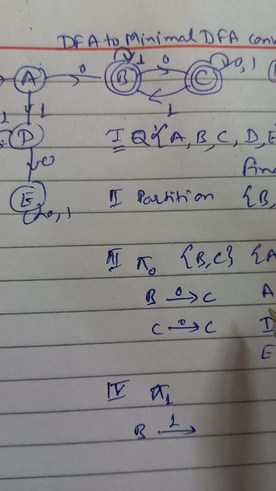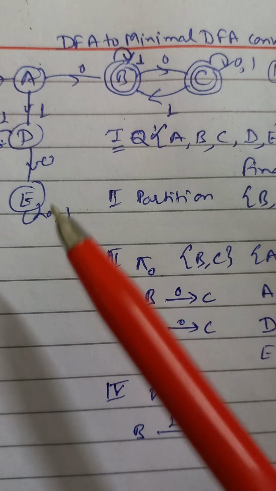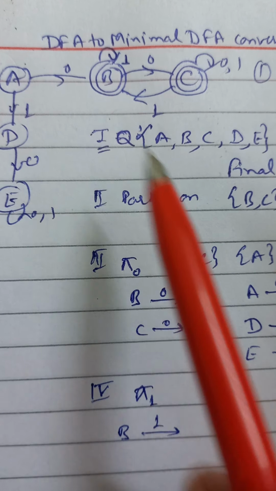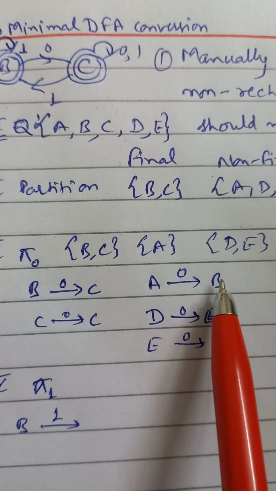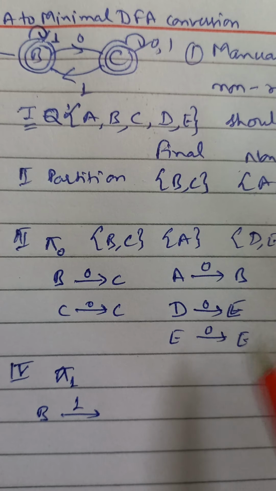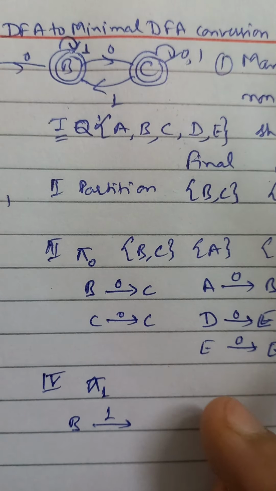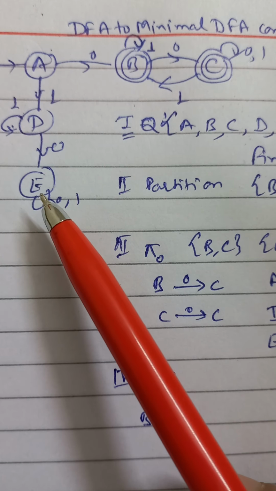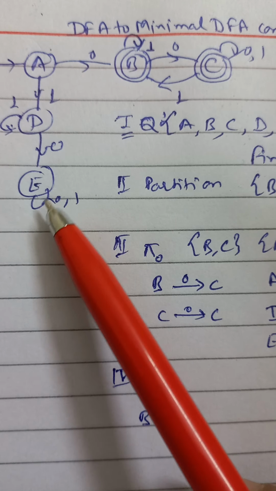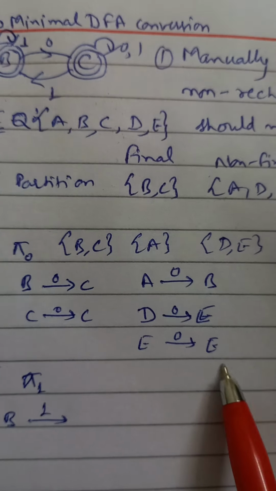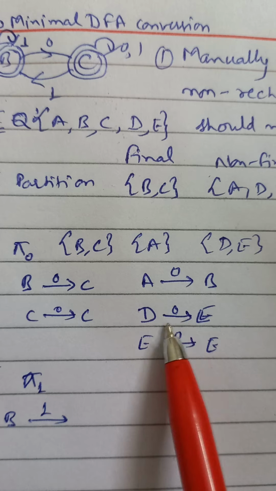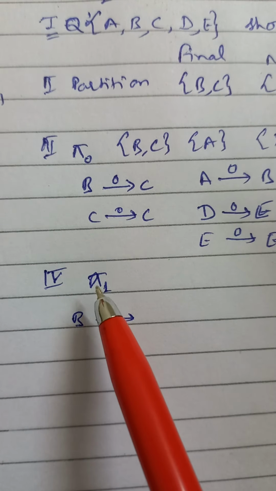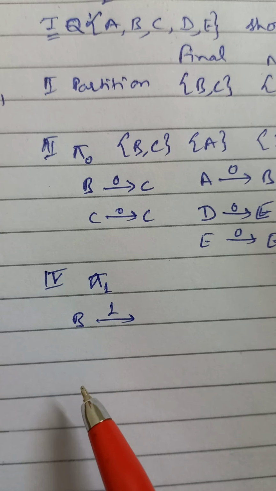Now in a similar way, we will see the 0 transitions for A, D, E. A goes on 0 to B, but A is non-final and B is final, so we cannot put them in one group. Similarly we see the transitions for D and E. On 0, D goes to E, and E on 0 goes to E only. So we can put them in one group. Now the next step is the transition on 1 for all the states.